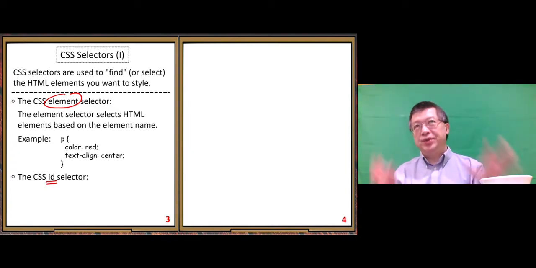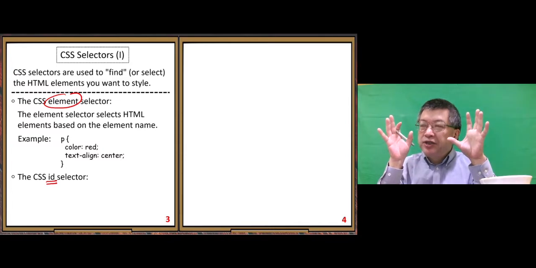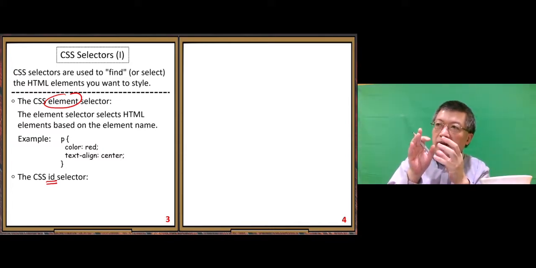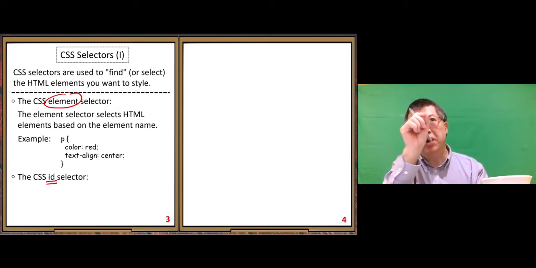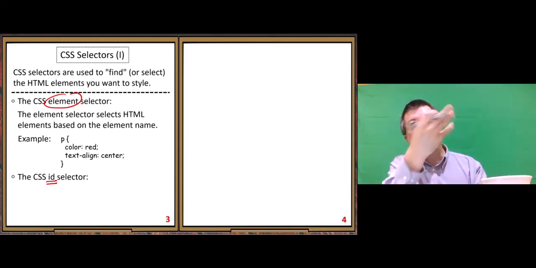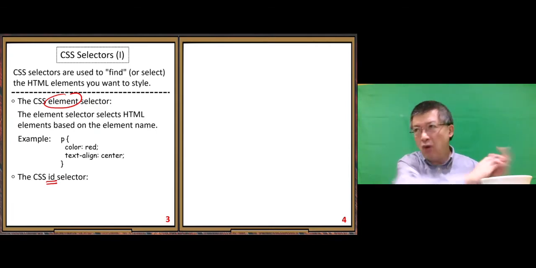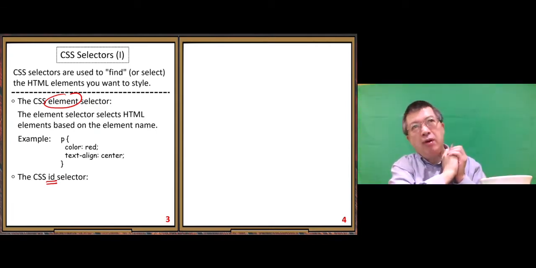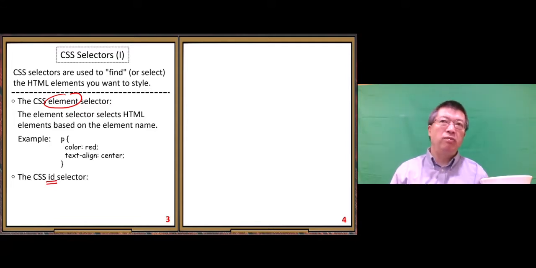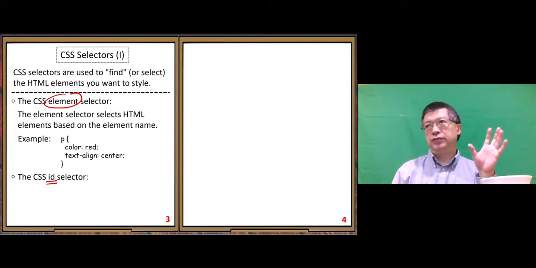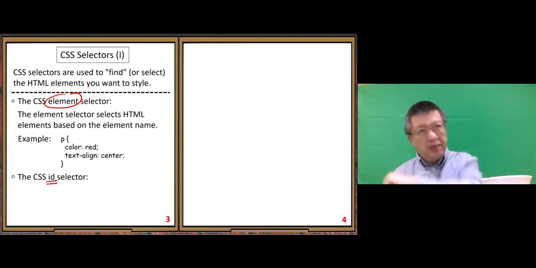Now, we want to apply some specific style on only one particular element. Only one special element we want to apply it on. Not table, not P. If it's a P selector, you apply it on all P elements. If it's a table selector, you apply it on all table elements. But here we don't want to do that. Actually, most of the time, we only want to apply our style definition to one particular element.